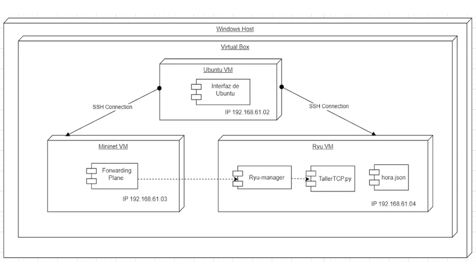Well, I'm going to explain the deployment map. The deployment map shows us how from a Windows server we are creating three virtual machines through the VirtualBox software. In this case, we have the Ubuntu virtual machine, the Mininet virtual machine, and the Ryu virtual machine. The Mininet virtual machine and the Ryu virtual machine are connected through an SSH connection to Ubuntu in order to create a network in which we are running the forwarding plane in Mininet and the control plane and application plane in Ryu.